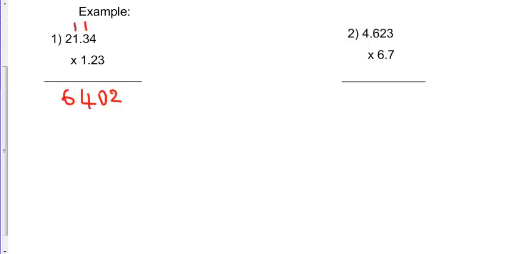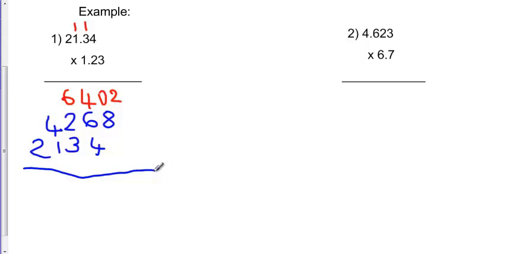Let me change my pen so that it's easier for you to see. 2 times 4 is 8. 2 times 3 is 6. 2 times 1 is 2. And 2 times 2 is 4. 1 times 4 is 4. 1 times 3 is 3. 1 times 1 is 1. And 1 times 2 is 2. Let's go ahead and add. Sorry about the line.